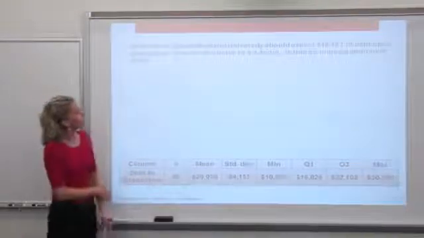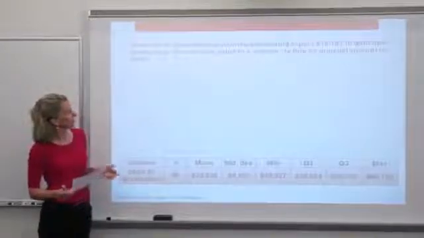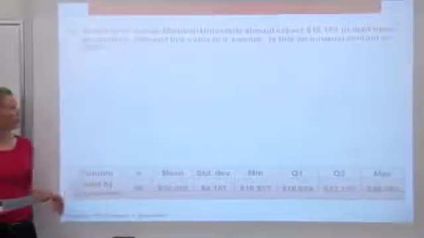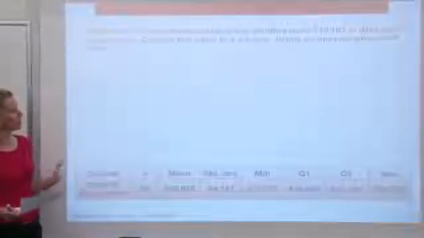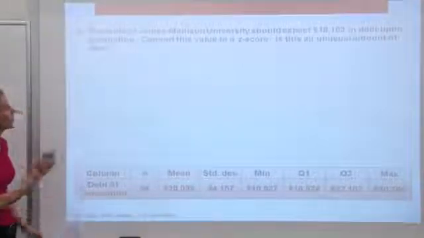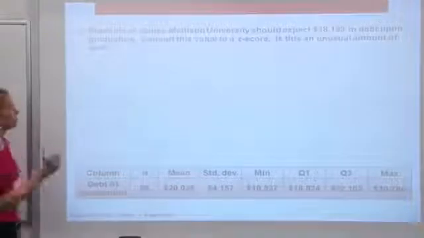So students at JMU, at James Madison University, should expect $18,183 in debt upon graduating. And we would like to know what the z-score is from that, and then we can figure out is that an unusual amount of debt. So we'd like to compute the z-score for James Madison.